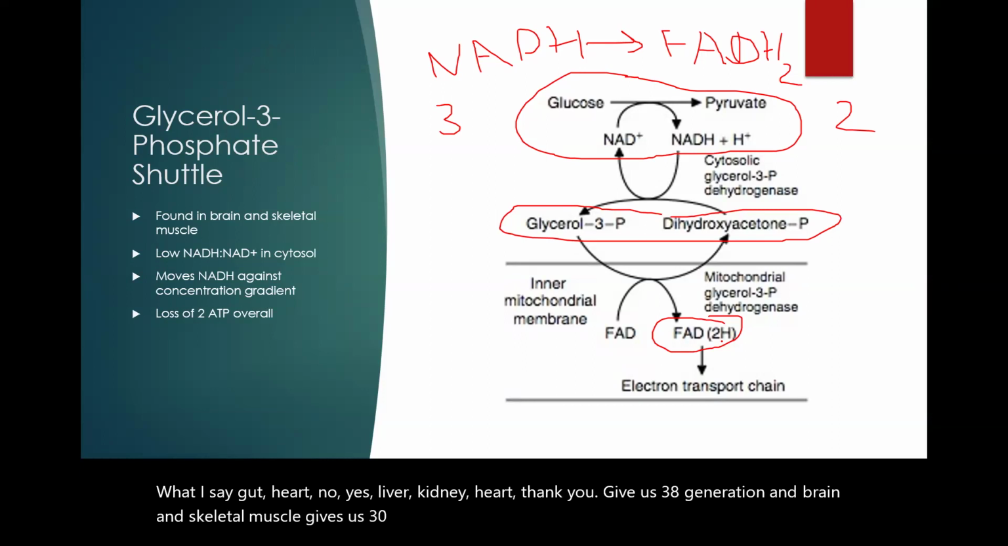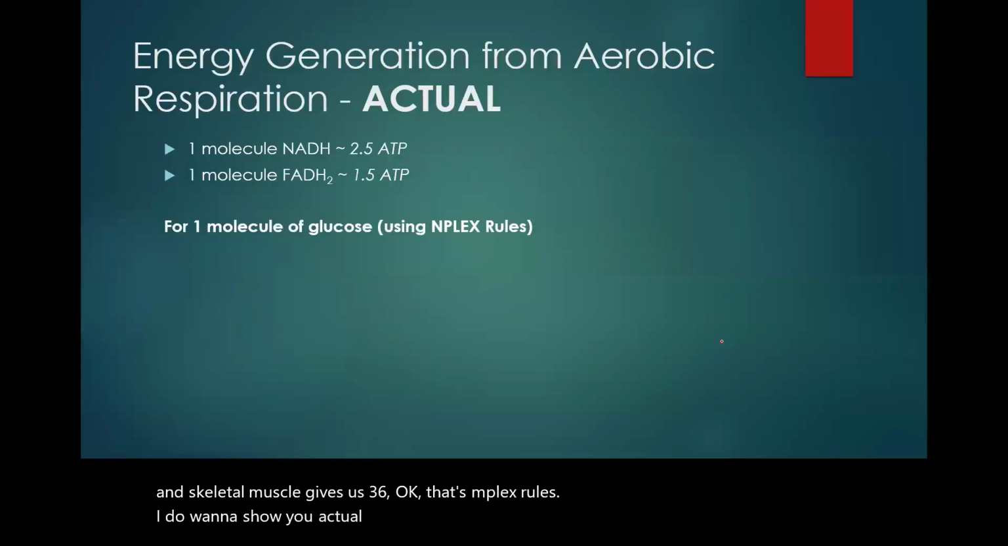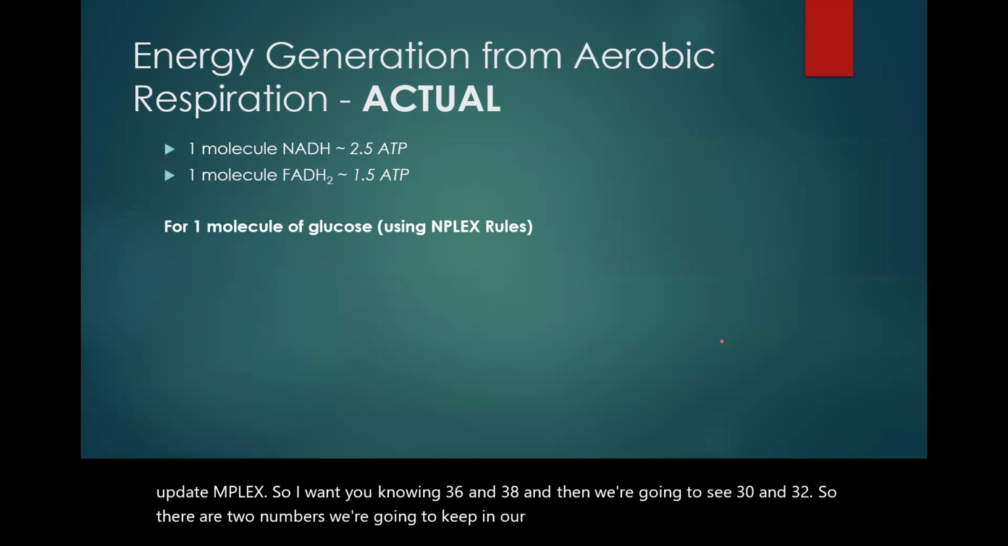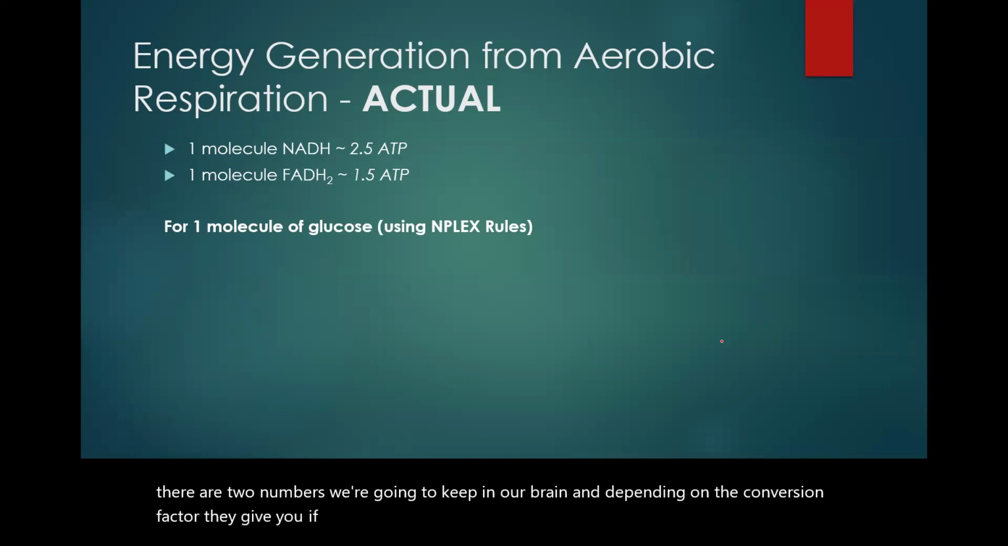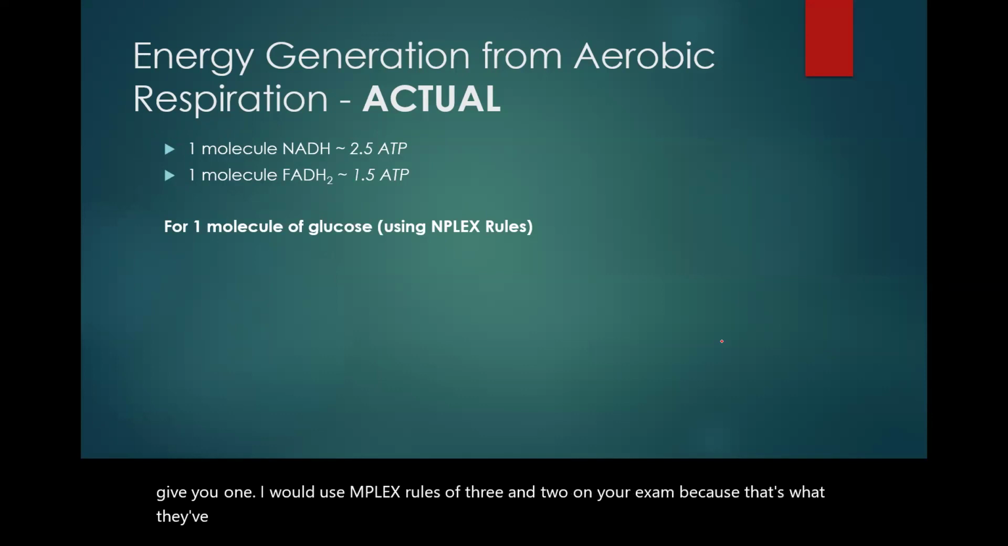Okay, that's NPLEX rules. I do want to show you actual rules, because this is what's actually in research. And they may update NPLEX. So I want you knowing 36 and 38, and then we're going to see 30 and 32. So these are 2 numbers we're going to keep in our brain. And depending on the conversion factor they give you, if they give you one, that will give you your final number. If they don't give you one, I would use NPLEX rules of 3 and 2 on your exam, because that's what they've done traditionally. 3 ATP for 1 NADH, 2 ATP for FADH2.